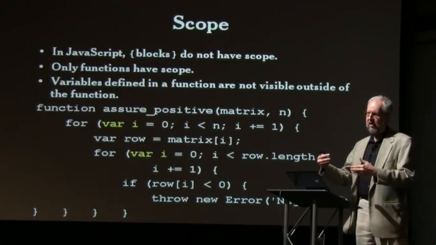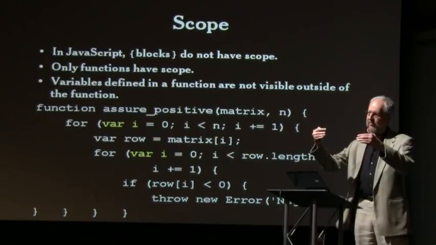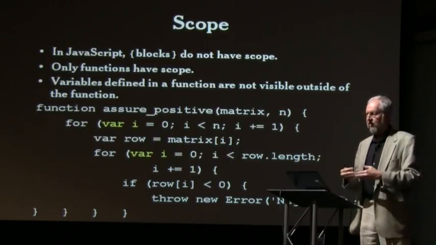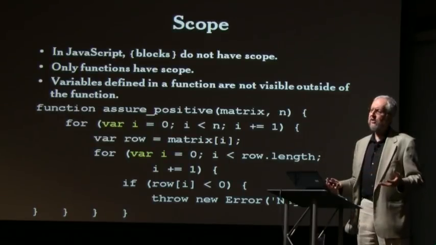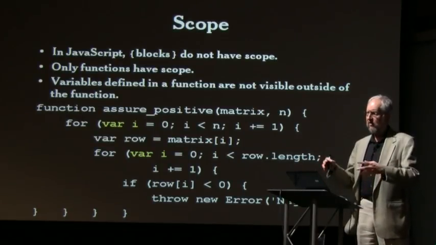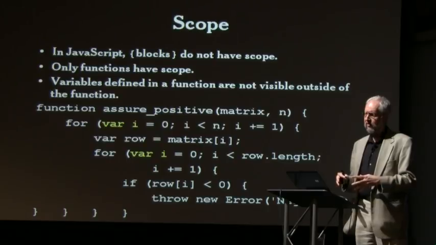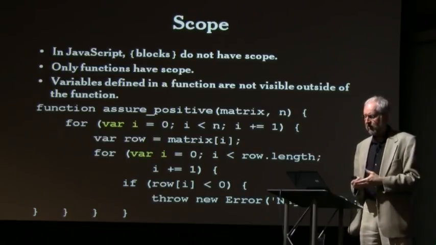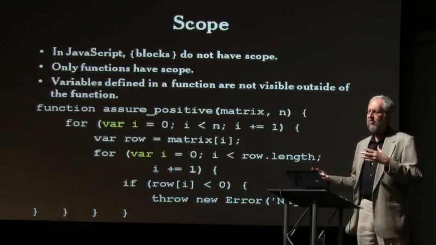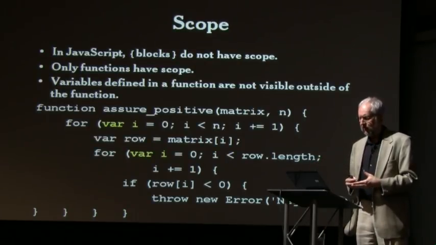The variable declaration gets pulled out of the if statement and moved to the top of the function. So the variables will be visible everywhere within the function. Only functions in this language have scope. If you declare a variable in a function, that variable is not visible outside of the function, but it's still visible everywhere within the function. So if you're coming from other languages, this can be confusing.